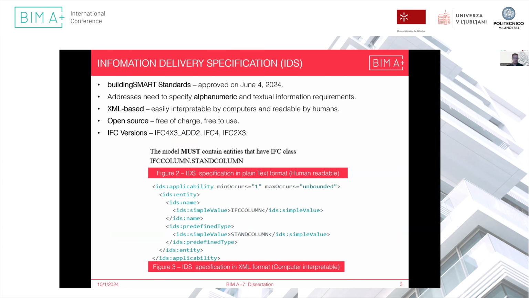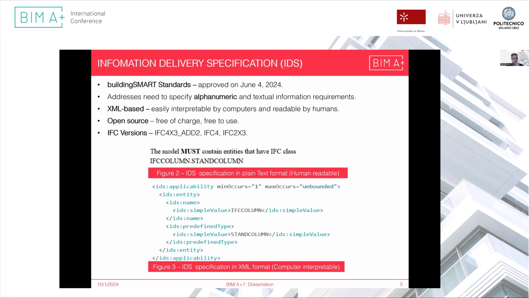It is a buildingSMART standard approved on June 4th, 2024, so very new. It addresses the need to specify alphanumeric and textual information requirements. It is XML-based, which means it's easily interpretable by computers and readable by humans. It is open source, so it's free of charge and free to use. It covers 3 IFC versions.